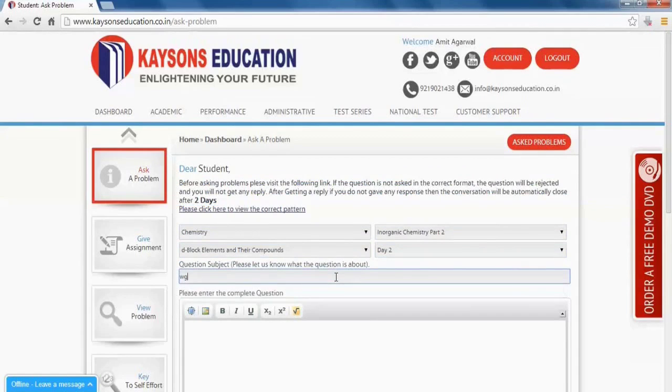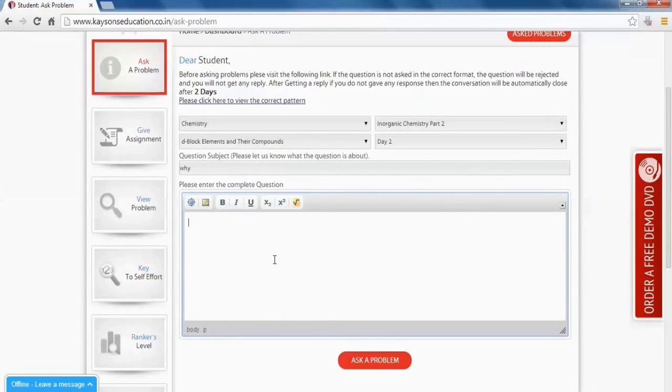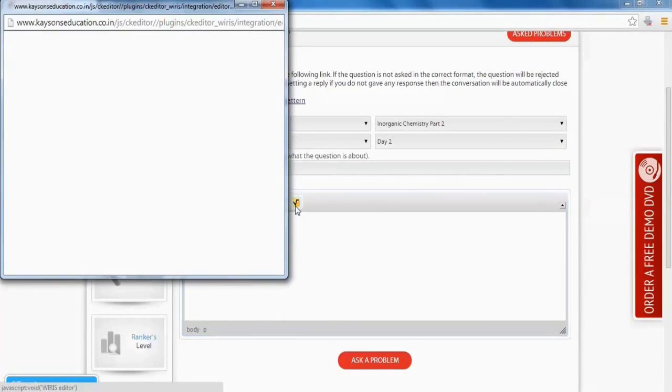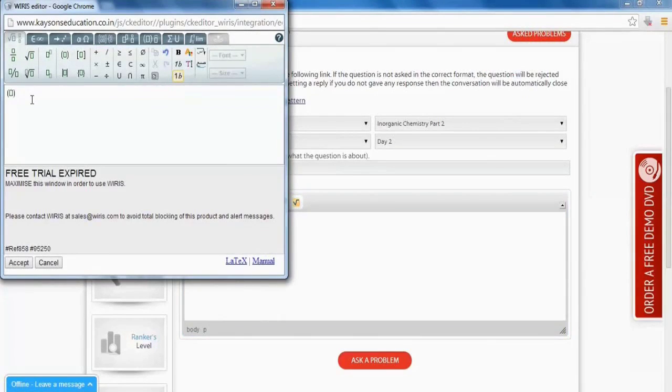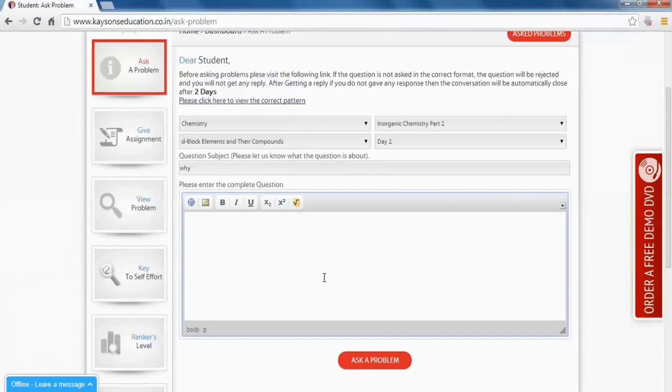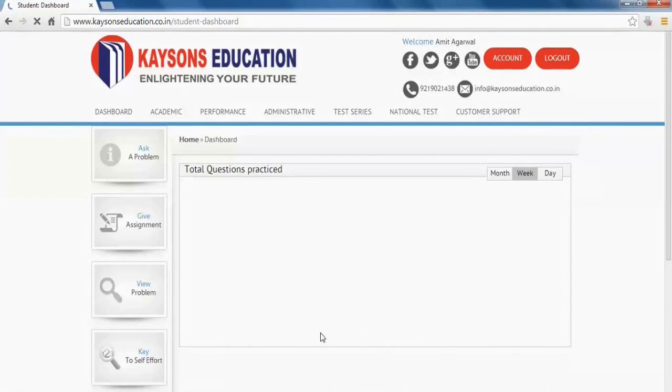Before posting, please let us know what the question is about, and then post your problem here. This is your equation editor, which will enable you to write typical maths equations with ease. Once your problem is approved, you will receive an email to your registered email ID.